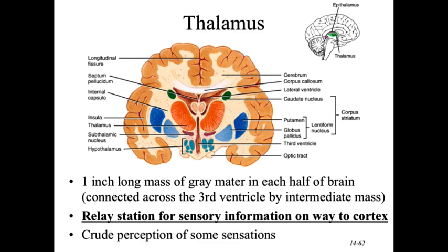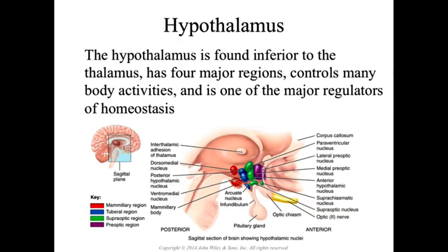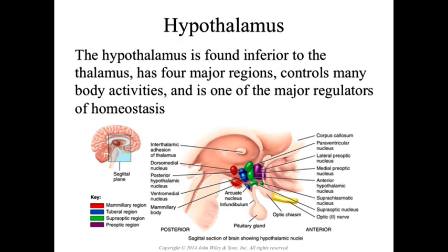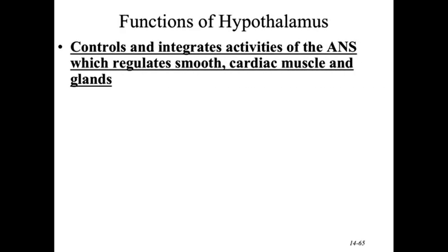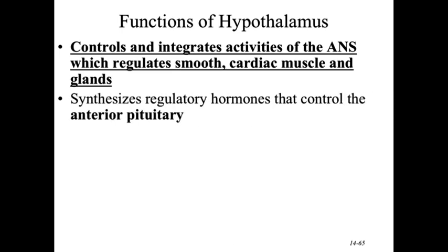There it is. From this view, you can see the thalamus here. It looks like that kidney bean structure. Now, the hypothalamus is found inferior to the thalamus and has 4 major regions, but controls many body activities, and it's the major regulator of homeostasis due to ANS regulation, sympathetic and parasympathetic. So it controls and integrates the activities of the ANS, which regulates smooth muscle, cardiac muscle, and glands.